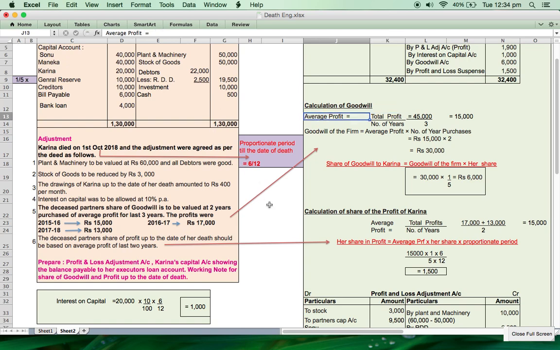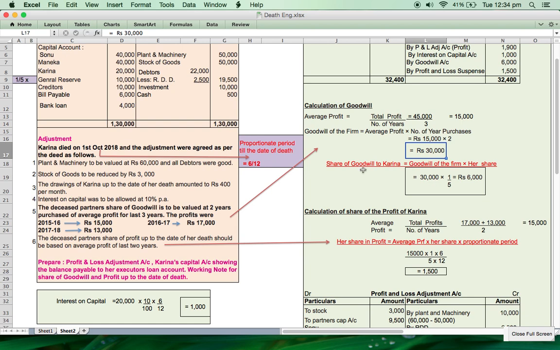First of all, we are going to calculate the average profit, which is total profit divided by total number of years. Here the total will be 15,000 plus 17,000 plus 13,000, which is 45,000, and we are going to divide it by 3 years. So per year average profit would be 15,000 rupees. Now total goodwill of the firm is average profit into number of years purchase. They have given it as 2 years purchase of average profit, means 2 times the average profit. So 15,000 into 2, total goodwill of the firm would be rupees 30,000.